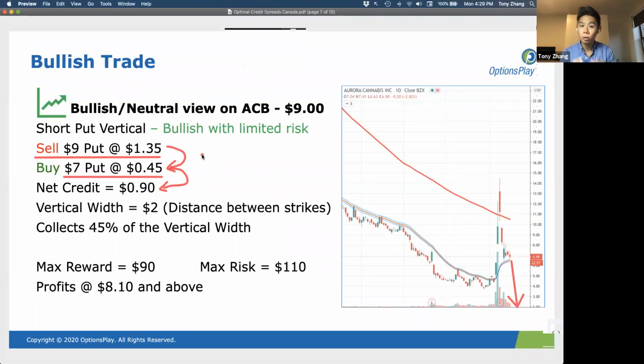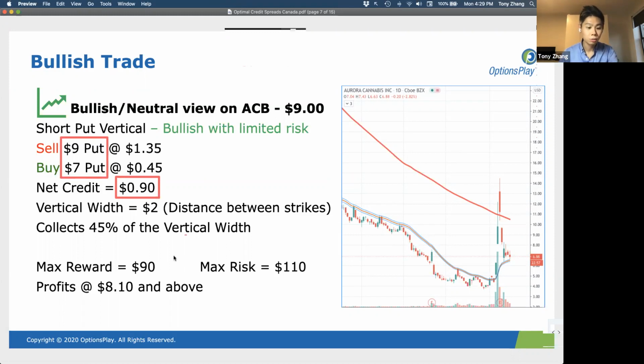And what that does is it locks in the most I can lose. In this particular case, the vertical width is $2, meaning the distance between the strike that I sell and the strike that I buy is $2. And when you sell a credit spread, the amount that you receive on the trade gives you a sense for how much you can potentially make versus how much money you can potentially lose. And the maximum is the $2 that the vertical width is.